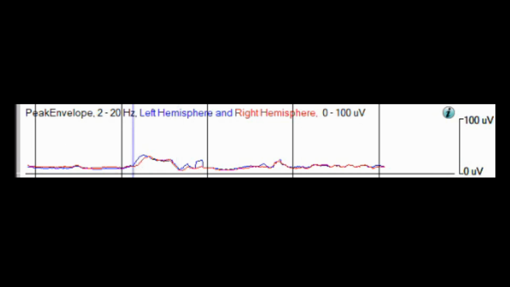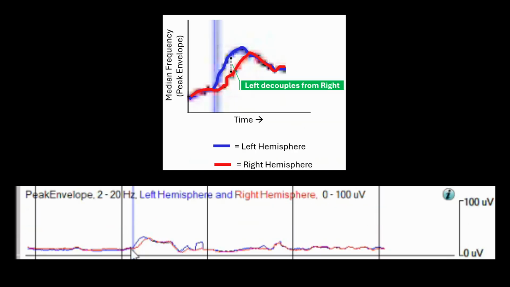You can see it increases. Look how the left decouples from the right. It's because the left is a focal seizure. So you see here within the peak envelope trend, the red and the blue are essentially in line, but right about here, the blue separates. It's a little bit higher. That's because it's decoupled because it's the chief participant with the seizure. Of course, then the right side does jump in after a bit of time.